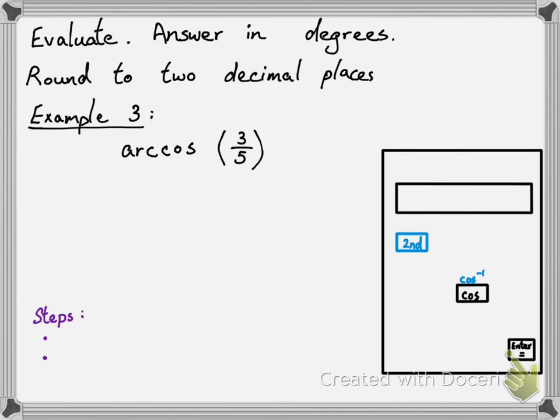Evaluate, answer in degrees, round to 2 decimal places. Example number 3, arc cosine of 3/5. Please feel free to pause the video so that you can give it a try.